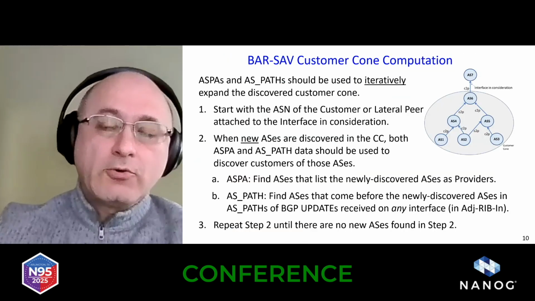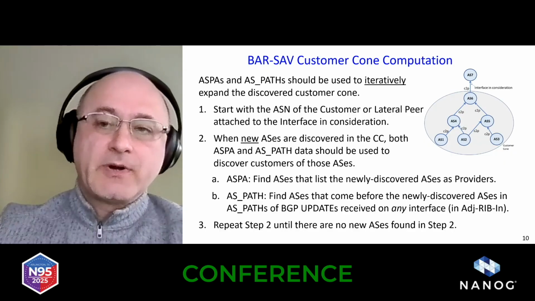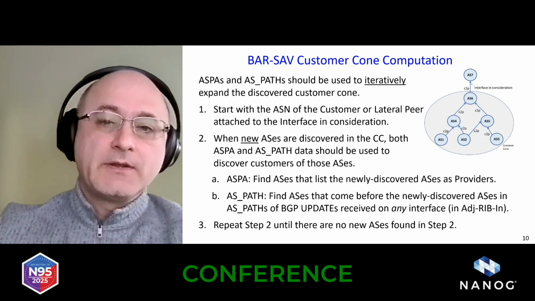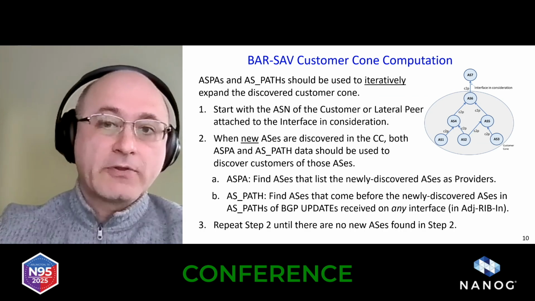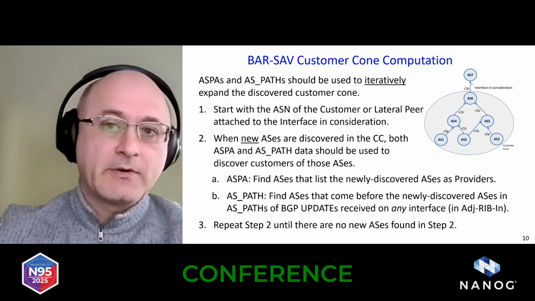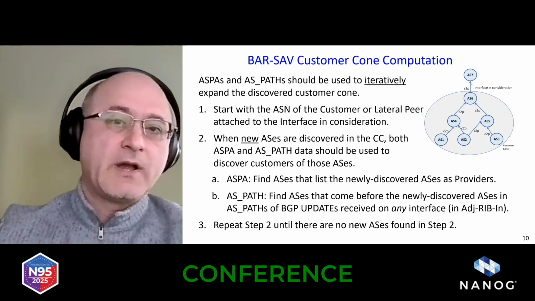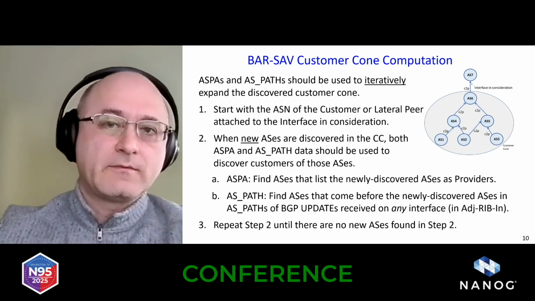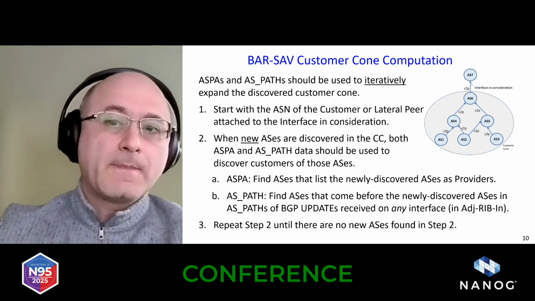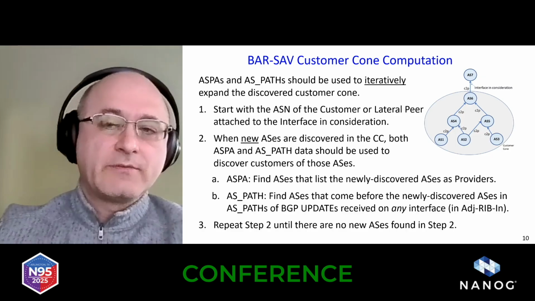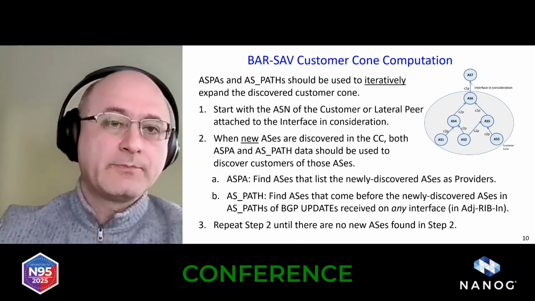Okay, how do we compute the customer cone using ASPA and BGP? It's basically done iteratively, effectively in a breadth-first search way. We start with the AS number of the immediate neighbor that we're considering. And then the iterative step is that for every newly discovered AS that belongs to the customer cone, we look at both ASPA and ASPA to discover customers of that newly discovered AS.